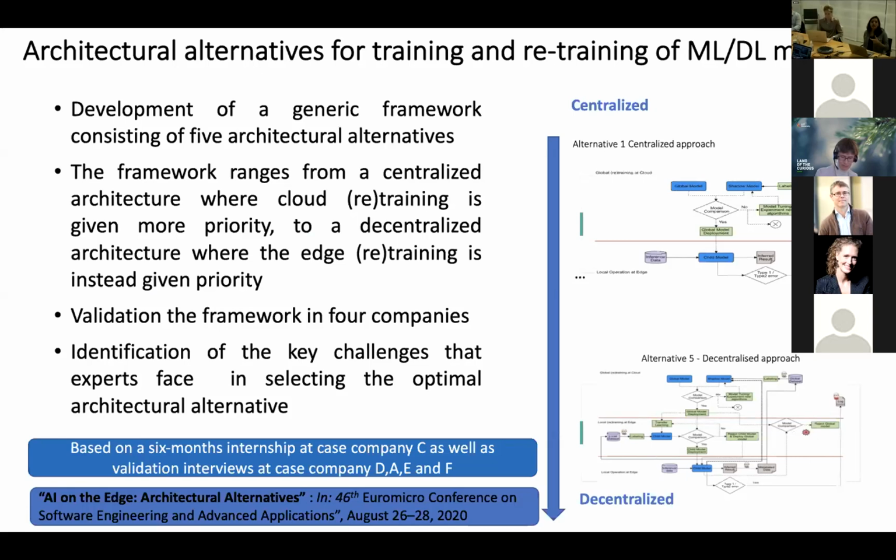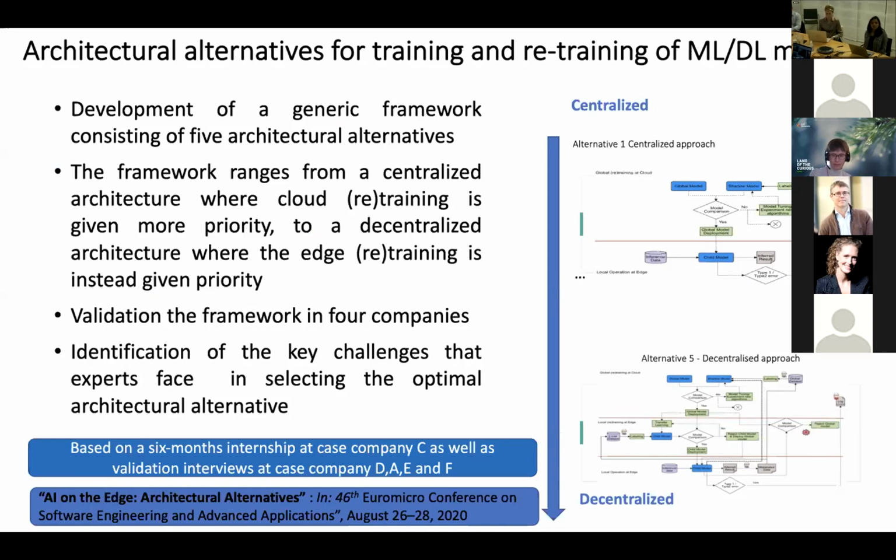Once we have a well-functioning model at hand, then we need to decide whether we should deploy that particular machine learning or deep learning model either at the cloud or at the edge, or we should go for a mix of cloud and edge architecture. So in our next study, we did a 6-month action research at case company C. And once we had the results, we did a validation interview at case companies D, A, E, and F.